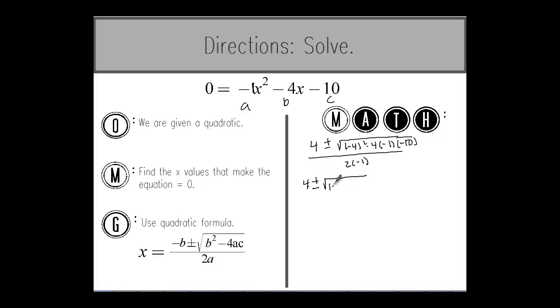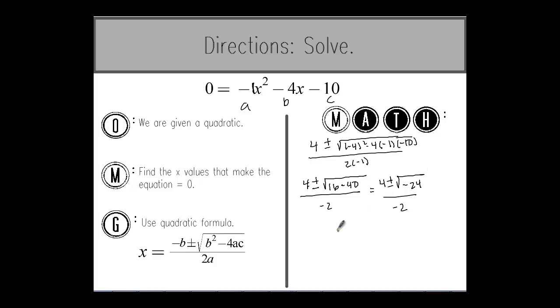This is going to simplify to be 4 plus or minus. 4 squared is 16. Again, treat this 4 like a negative, so negative 4 times negative 1 is positive 4, times negative 10 is negative 40. On the bottom, 2 times negative 1 reduces to negative 2. So then I have 4 plus or minus the square root. 16 minus 40 is negative 24, all over negative 2.